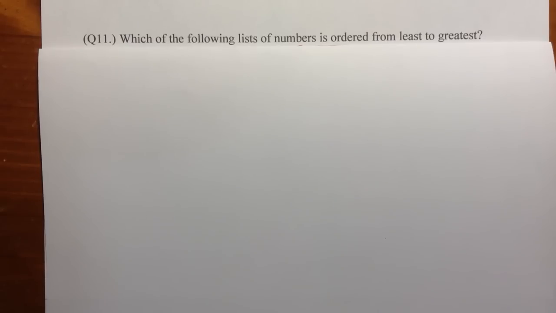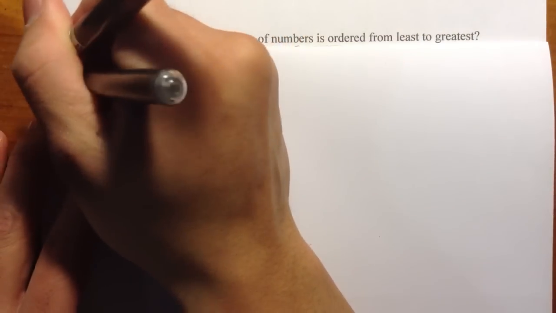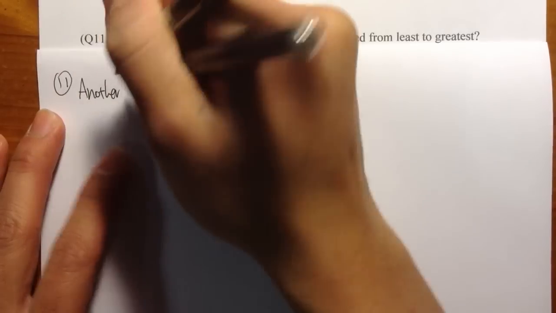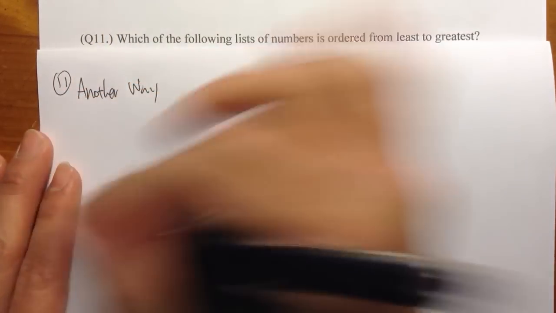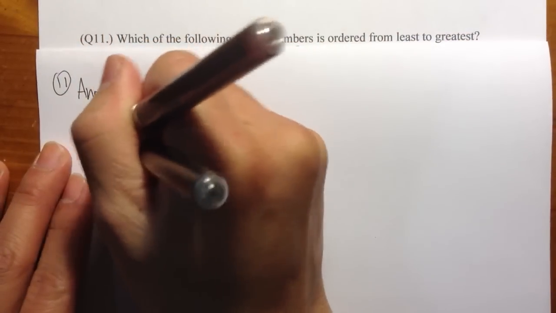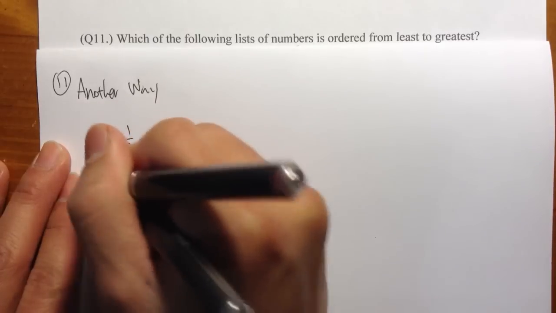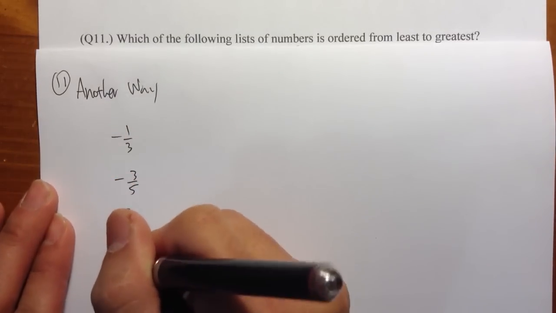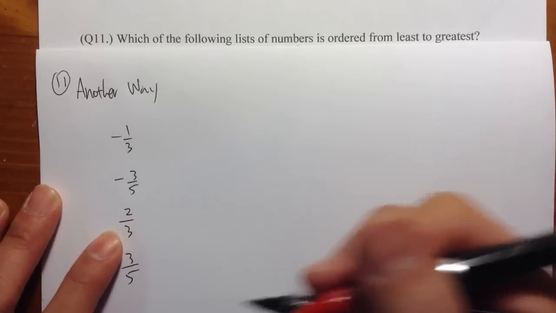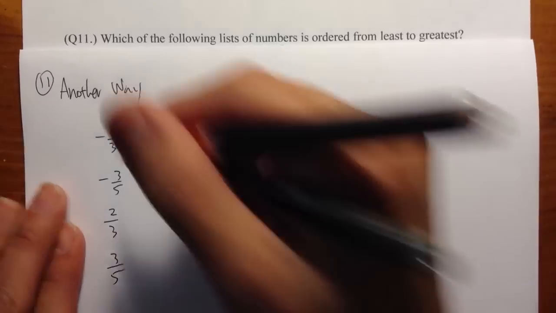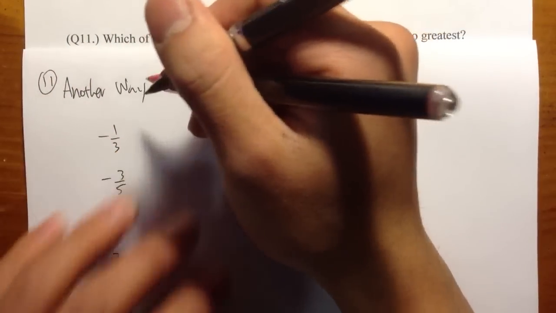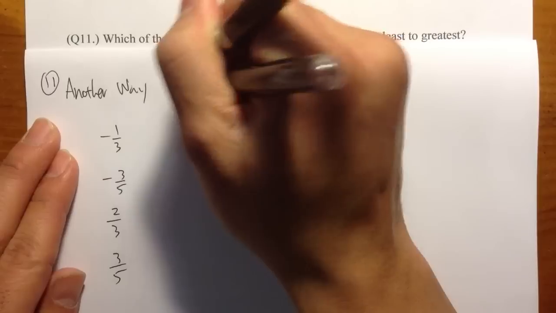Here's another way to do question 11. Earlier we saw how to change everything to the lowest common denominator, but this time we're going to do it differently. I still have the same four fractions: 1/3, negative 1/3, negative 3/5, positive 2/3, and positive 3/5. This time, I'm going to show you how to change all of these to decimals.